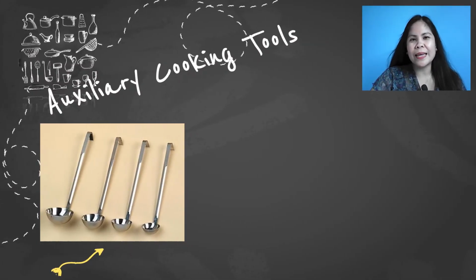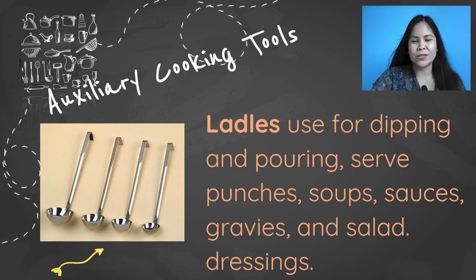Another auxiliary tool is the ladle. They are used for dipping and pouring, to serve punches, soups, sauces, gravies, and salad. A ladle is a type of spoon used for soup, stew, or other foods. Although designs vary, a typical ladle has a long handle terminating in a deep bowl, frequently with the bowl oriented at an angle to the handle to facilitate lifting liquid out of a pot or other vessel and conveying it to a bowl.